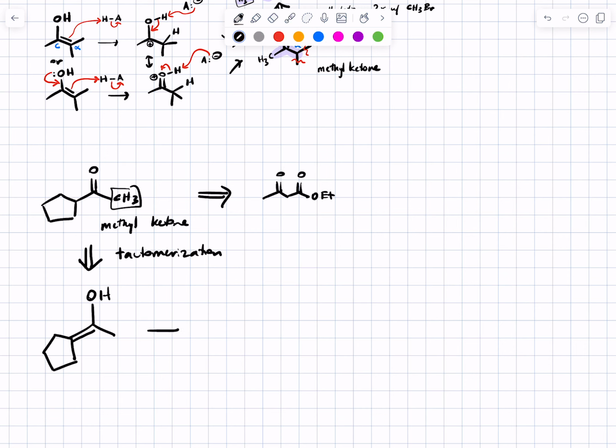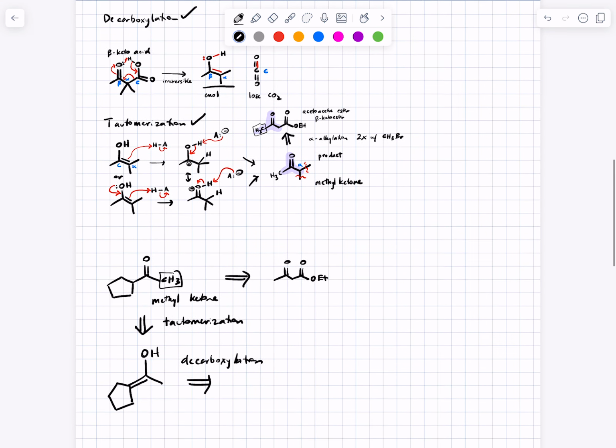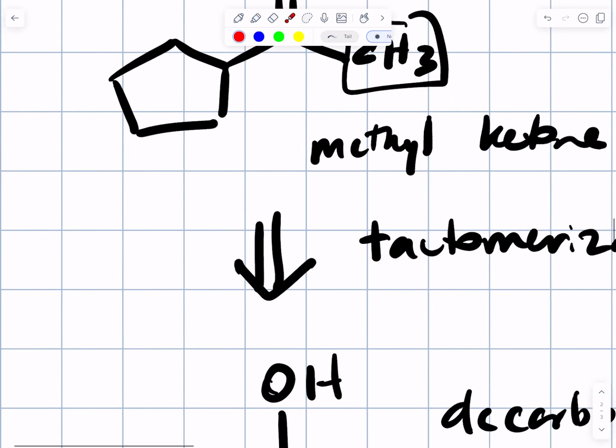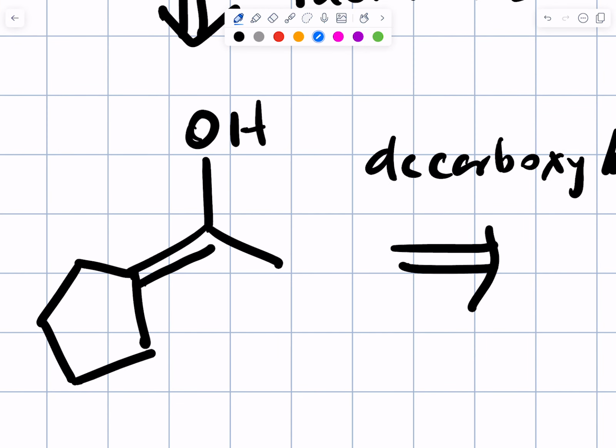Here's another tough part. Let's think backwards through the decarboxylation. Here, it might be helpful to realize that the carbon that bears the oxygen used to be our beta carbon, and the carbon to which that beta carbon is doubly bonded used to be the alpha carbon. Did I get it wrong? I totally got it wrong. There we go. Beta, alpha.